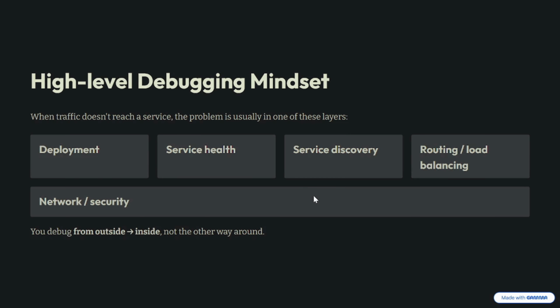Think like the client, follow the request path step by step, and if you jump directly into application logs without checking whether traffic even arrives, you waste time.